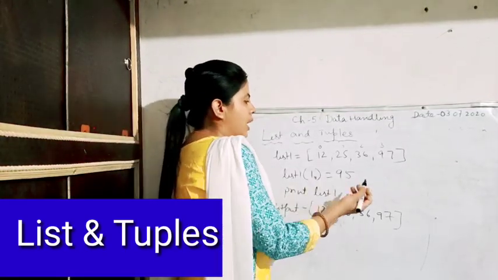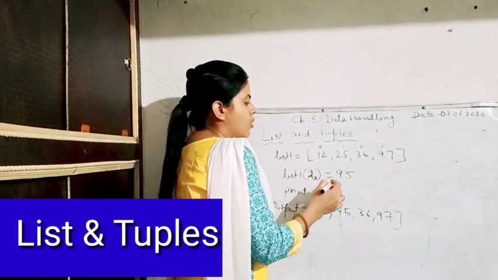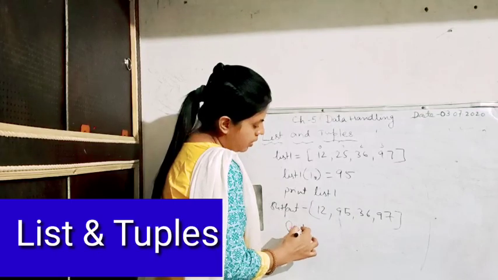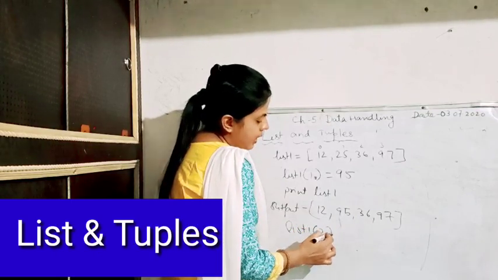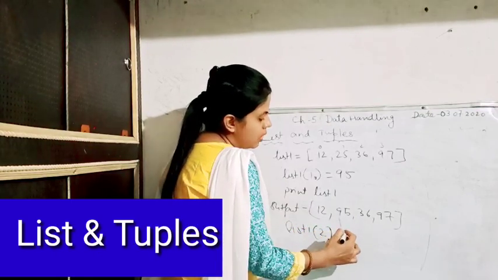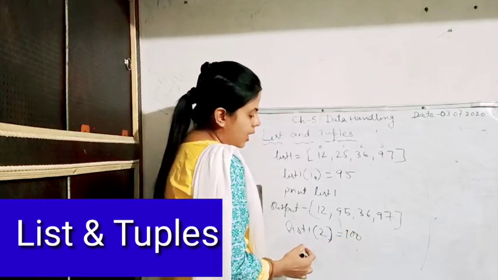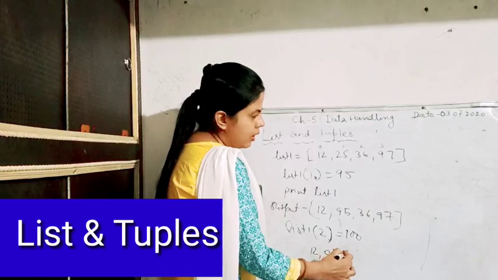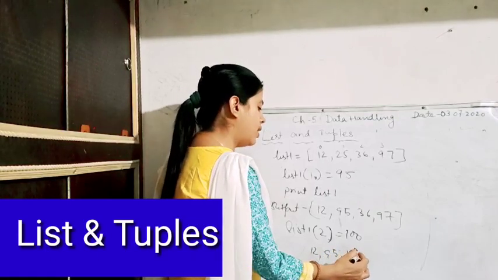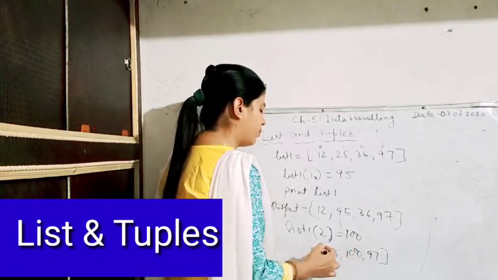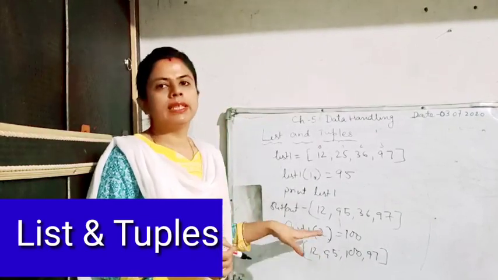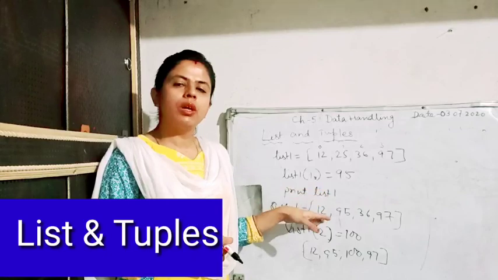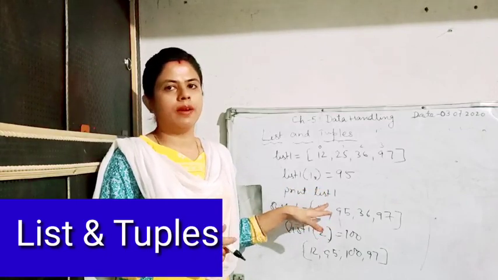Okay, if I write here list 1, second position is equal to 100, and then you get it printed, it will print like this: 12, 95 and then 100, 97. Okay, so this is how the list works. Now if you do the same with a tuple, it is going to give you an error.